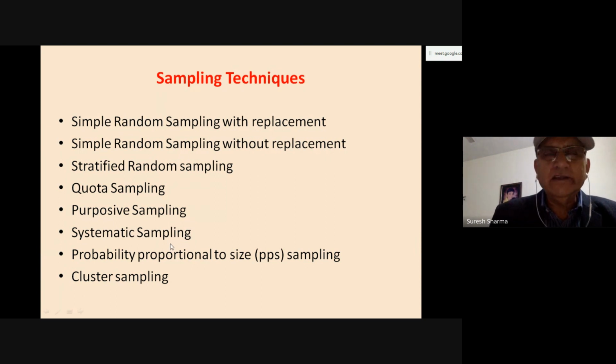Systematic sampling is the only sampling where the first item is always random, but the rest of the items you can always tell. For example, if your sampling interval is 10, your first item is 5, next will be 15, next will be 25. So the rest of them are determined. That's why it is not a proper random sampling. Only the first component is random, the rest of them are non-random.